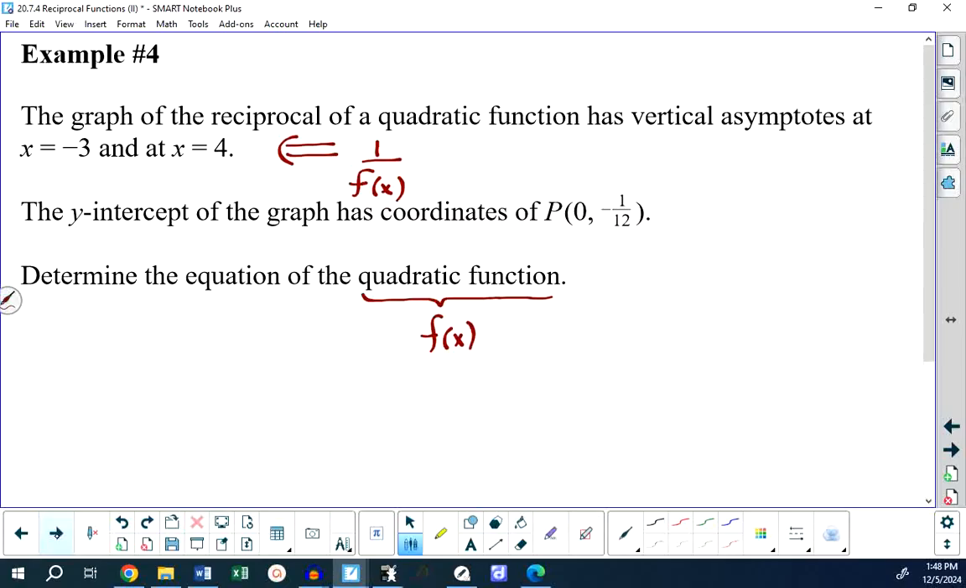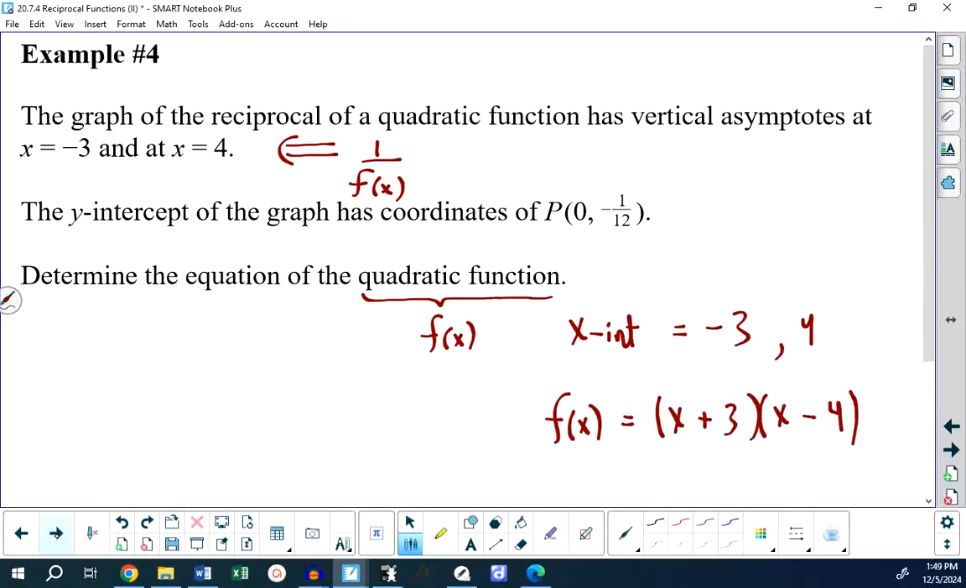Okay, if there's a vertical asymptote at negative 3, then there's an x-intercept at negative 3 on the function. An x-intercept on the function becomes a vertical asymptote on the reciprocal of the function. We also have an x-intercept at 4. How can this be? It can be if we have those factors.